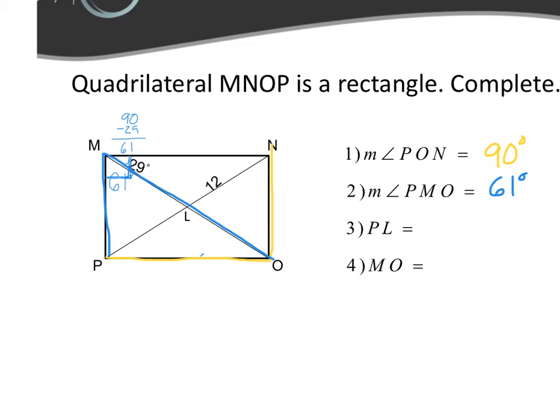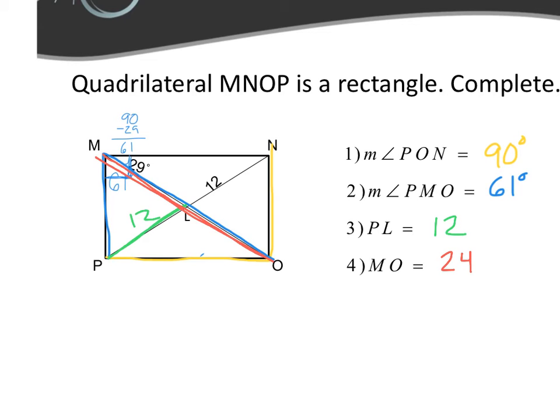So now we need to find PL. 12. Why is that 12? Because it's congruent, on the same line. So next we need to find MO. 58. Because it's the whole line. It's not half. It's 24.